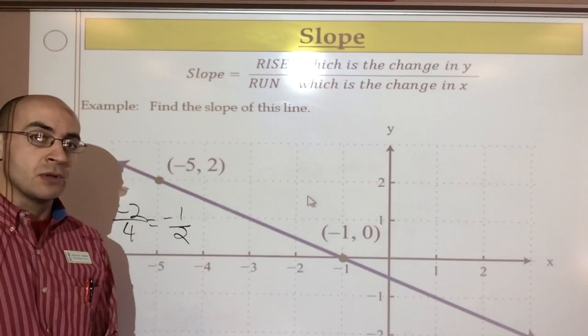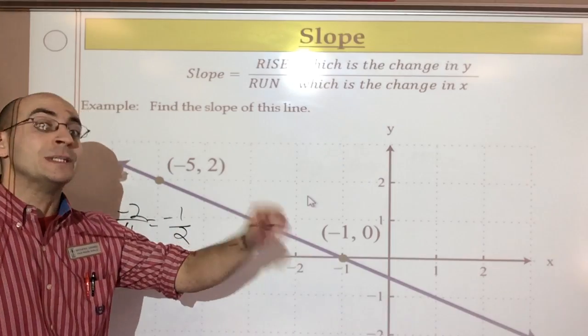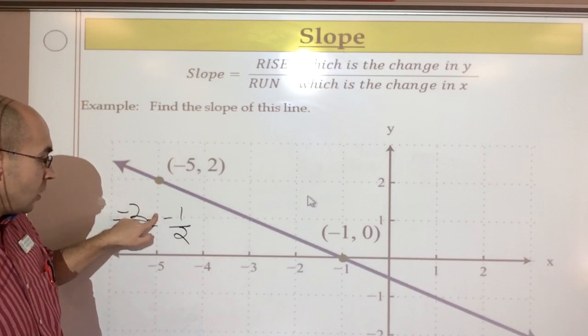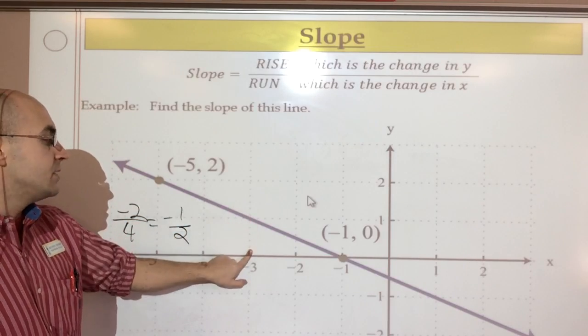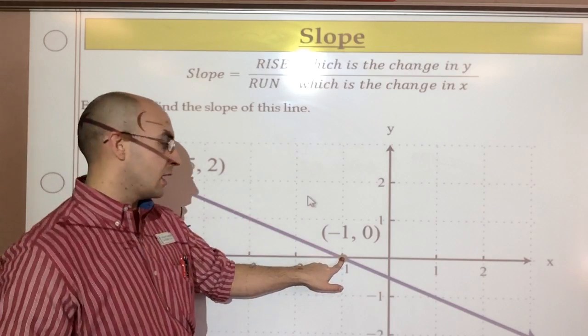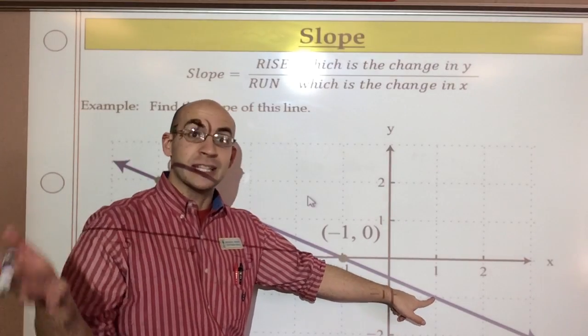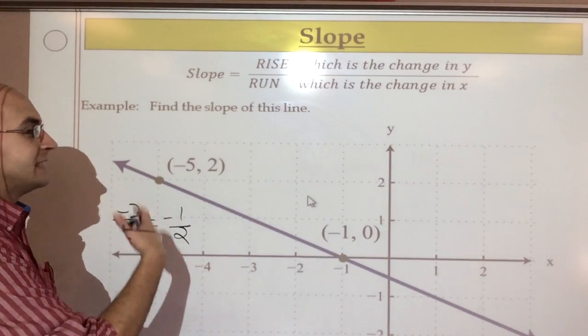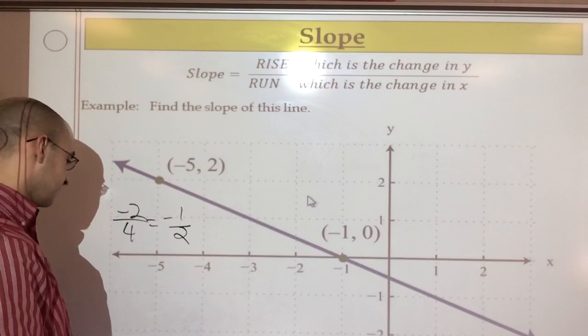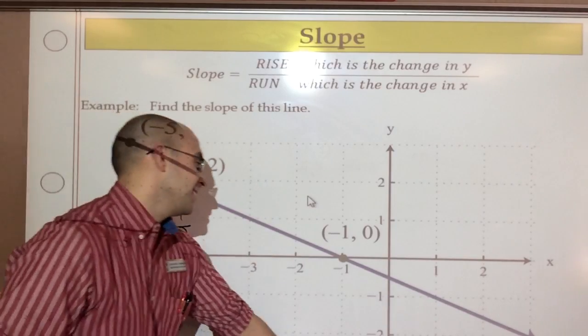Regardless of the 2 points that I choose, I'm still going to go down 1 over 2 to stay on the line. Down 1 over 2 on the line. Down 1 over 2, still on the line. You get the point, right? So it's still going to be down 1 over 2, and I'm going to stay on the line.